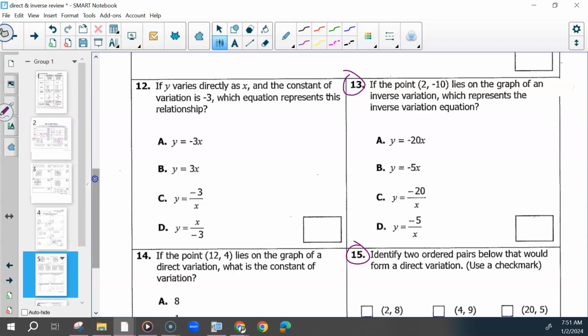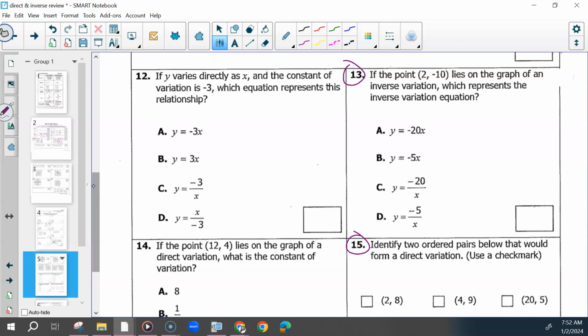Others, we'll do some more. Alright, so starting at 13, if the point (2, -10) lies on the graph of an inverse variation, which represents the inverse variation equation? So we're dealing with inverse, we don't have to guess. They give us a bunch of equations, so we have to use the x and y that were given, multiply them together to find k.